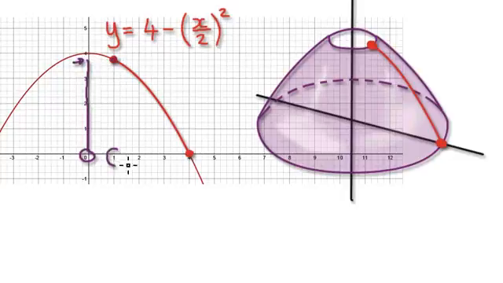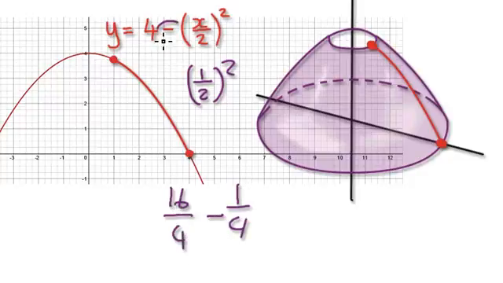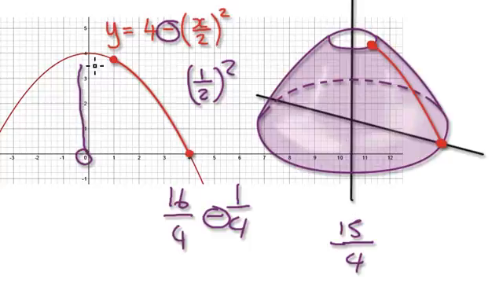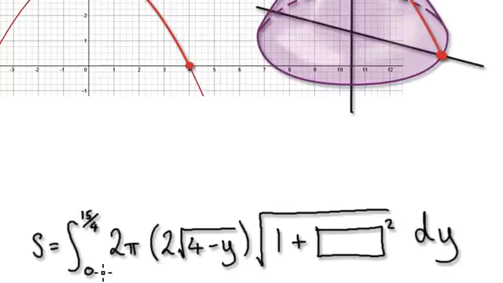This point here would be you putting the 1 into the x. So when you put 1 into the x, it will be a half squared, which is a quarter, and then 16 over 4 take away that. So that would be 15 over 4. So you're summing up everything from 0 to 15 over 4.